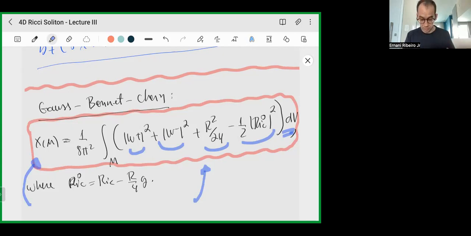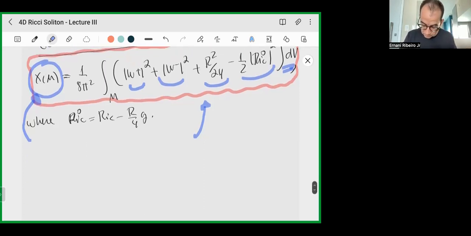In other words, if you fix a manifold and change the metric, the quantity on the right-hand side will be compensated in such a way that the value of this integral will be the same, because the Euler characteristic is a topological invariant. This is, from my point of view, a very interesting formula for this reason.